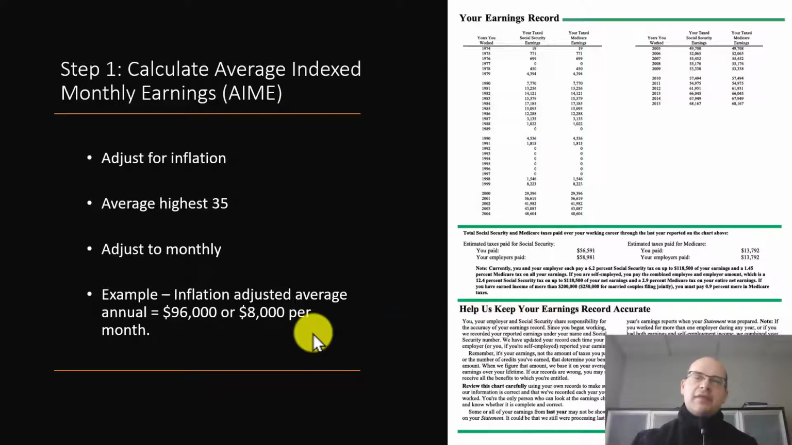And we're just going to say, for example purposes, let's say it's time for you to apply for benefits and we get your highest 35 years, and we're going to say it's $96,000 on average. Well, we're going to convert that into a monthly amount for a nice round $8,000 per month, and we'll reference back to that in our next step as we take a look at the benefit formula.